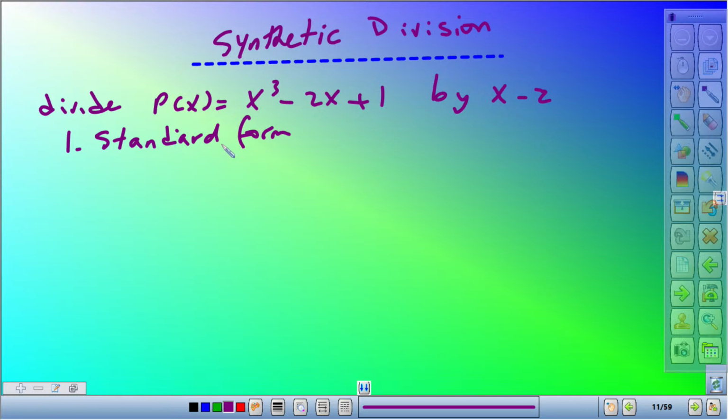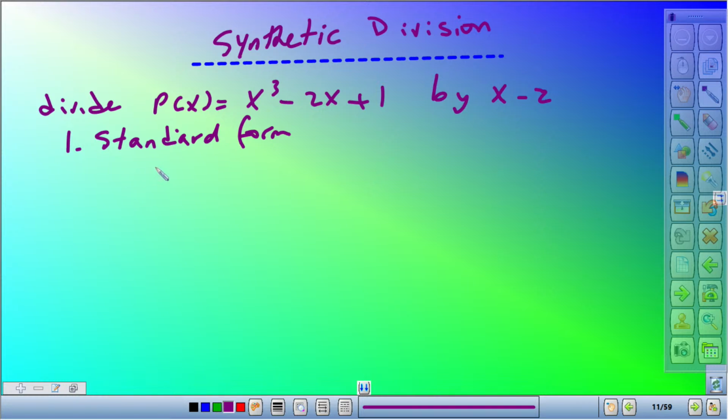Okay, not sure. Who else? Let me see some other feedback. I see some yeses, I see some not sure. Okay, so let me ask you the question in a different way. This is cubed, right? Do I have something else that is missing? Is there a power that is missing here? Aha, that is right. So it's not in standard form.